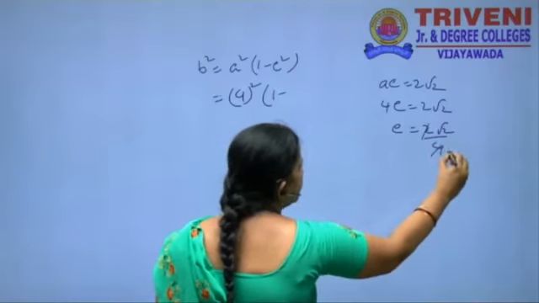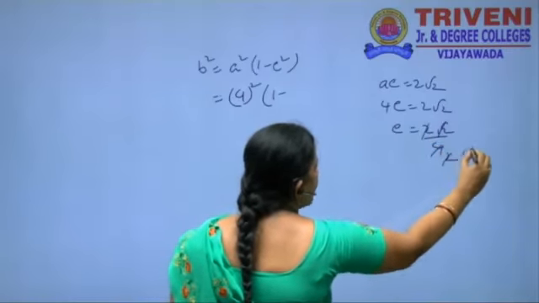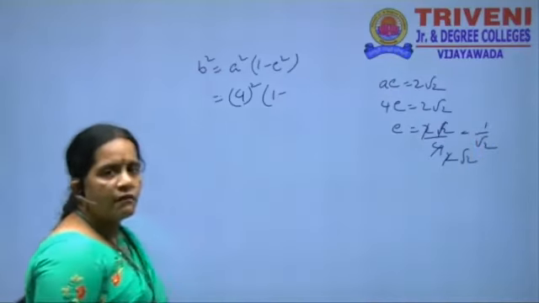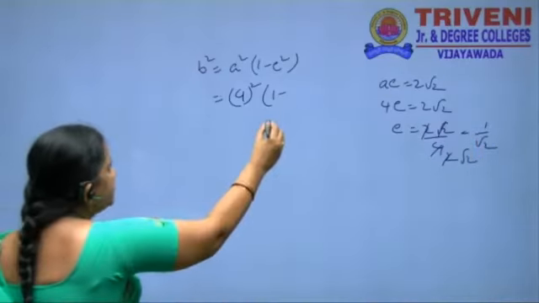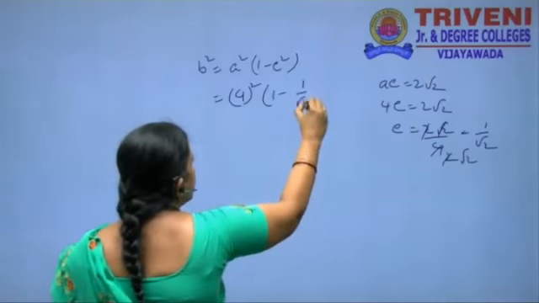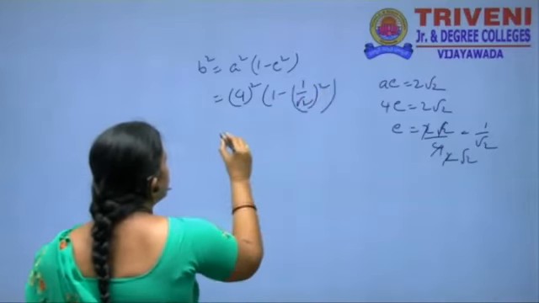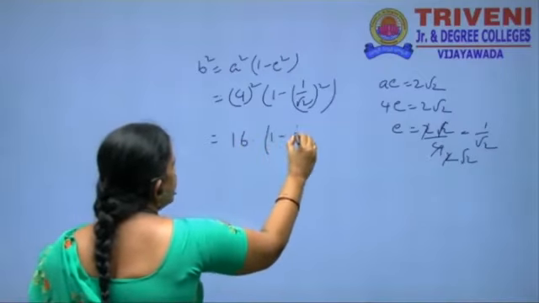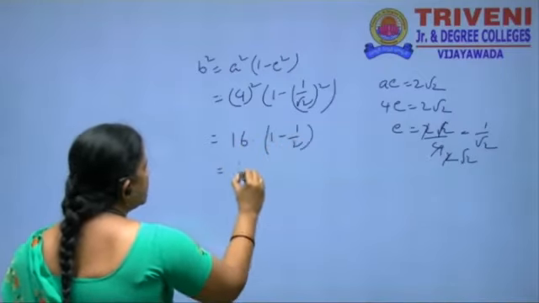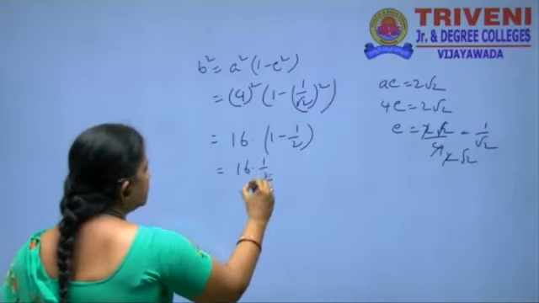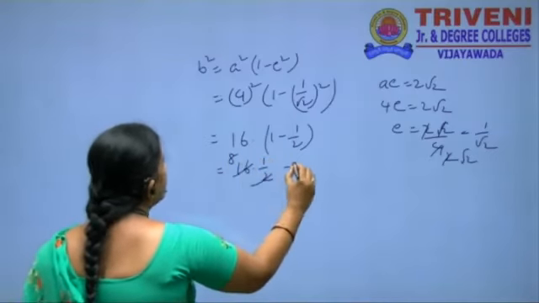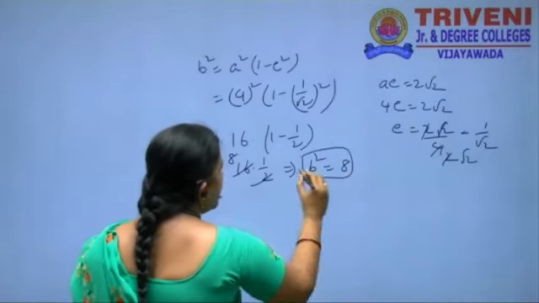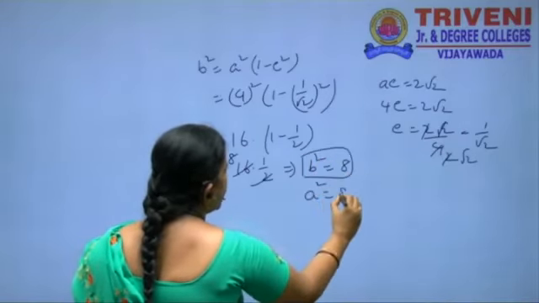E is equal to 2 root 2 by 4. Here 2 will cancel 2 times, again root 2 will cancel root 2 times. That is, the value of e is 1 by root 2. Then substitute the value of e here: 1 by root 2 whole square. That is 4 whole square is 16, into 1 minus 1 by 2, that is equal to 16 into 1 by 2. 2 will cancel 8 times. So b square is equal to 8, and a square is also 8.